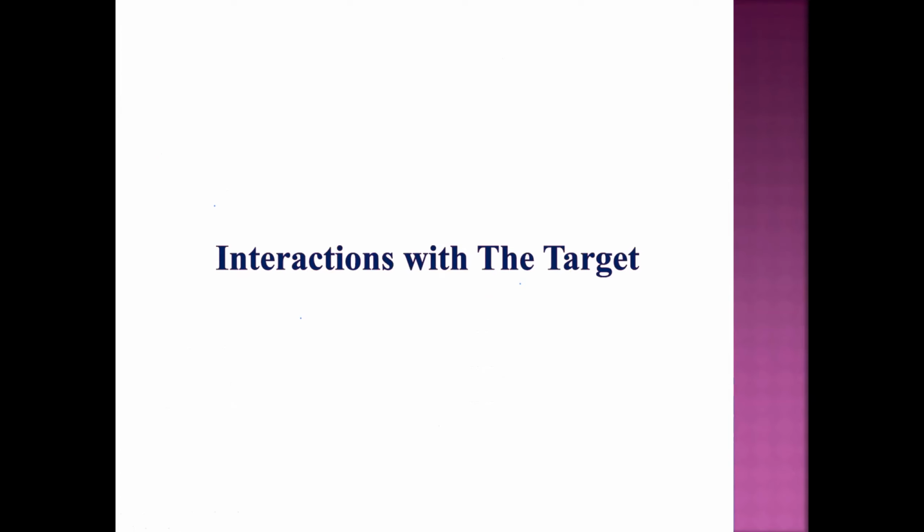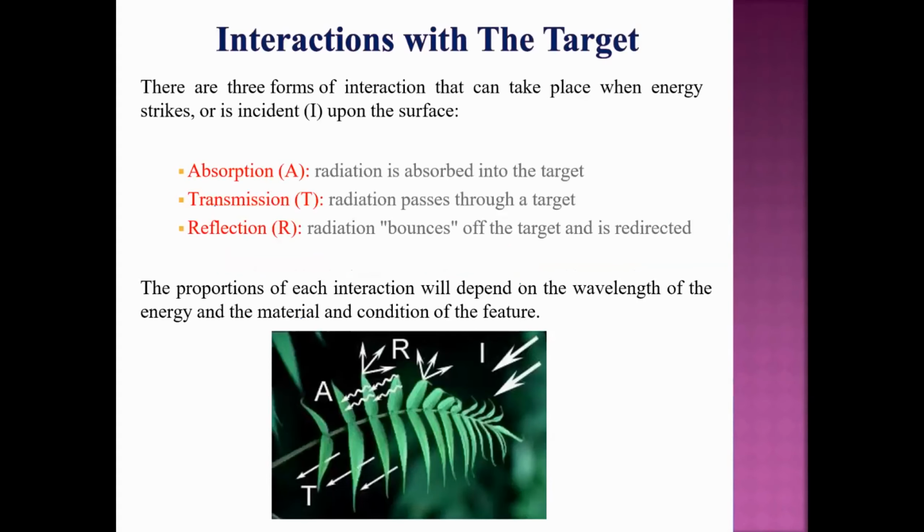Now the main important point, the base of remote sensing, is interaction with the target. In detail we are discussing here what happens when it interacts with the target. There are three phenomena which can happen: either absorption, transmission, or reflection. Absorption is what? It is getting absorbed. In this image you can see, if electromagnetic radiation is coming on this leaf, either it will be absorbed, some amount will be reflected, or some amount will be transmitted.